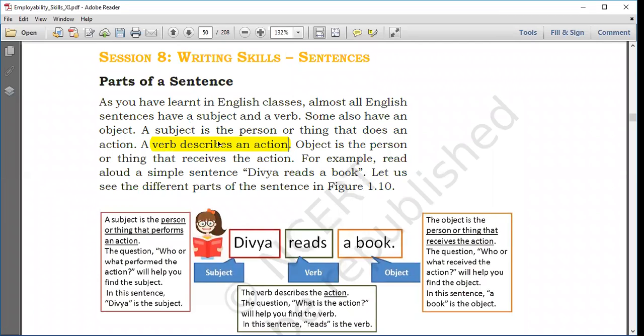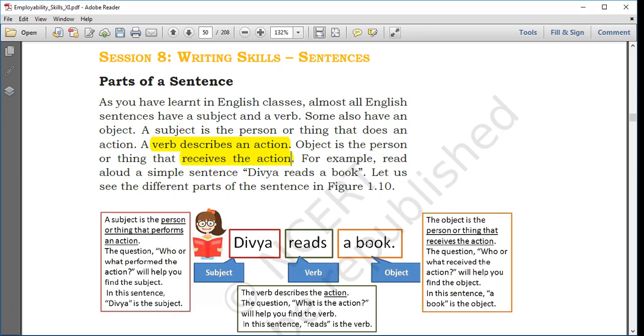So the describing word is the verb. So what is Divya doing? She is reading. So the word reads here is the verb, right? And the object is the thing that receives the action, right?